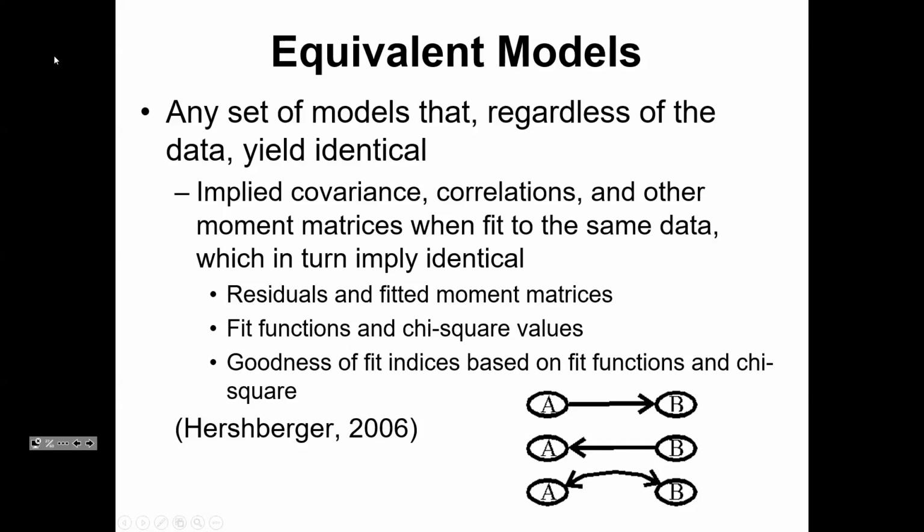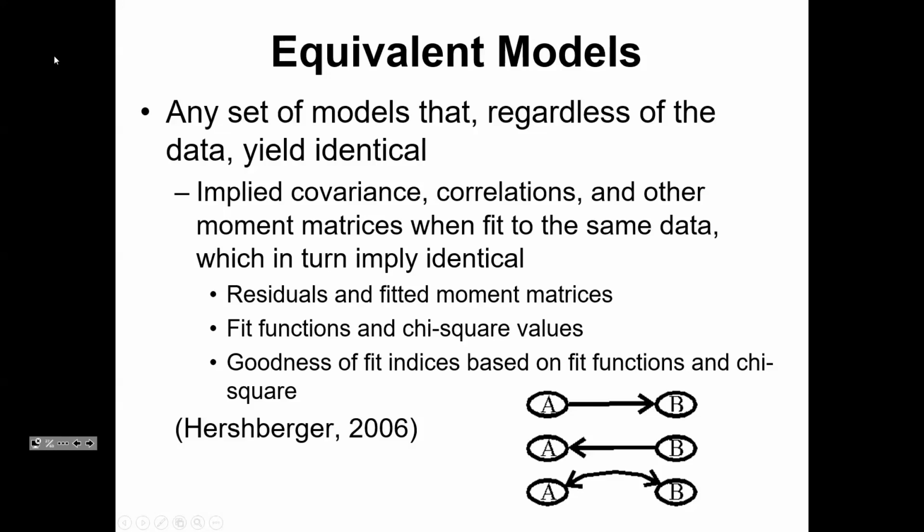But fit is really about how well the model does. You take the model, you get these parameters, you use those parameters to get a model implied variance covariance matrix. How well does that model implied variance covariance matrix reproduce the observed variance covariance matrix? That's really what model fit is all about. So if a given set of models gives us the same model implied variance covariance matrix, then we're going to get the same residuals. We're going to get the same fitted moment matrices, okay?